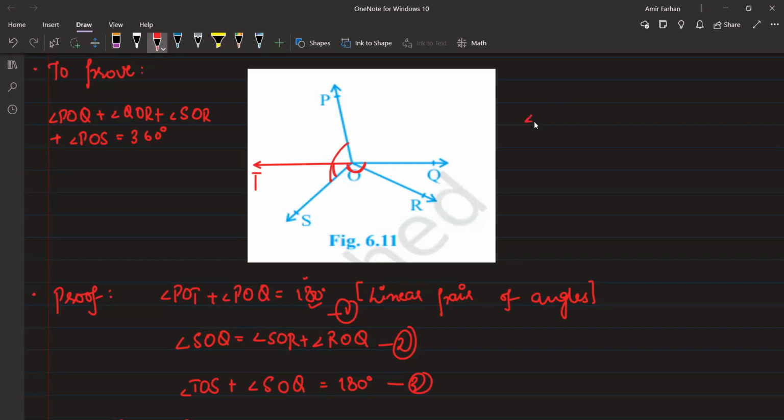Yes. Angle POS can be written as angle POT plus angle TOS. Yes or no? Yes.